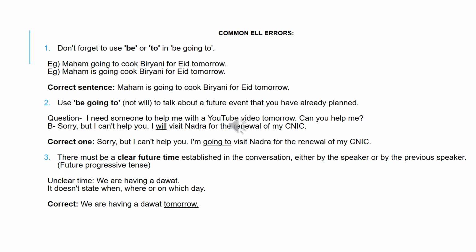Maham going to cook biryani for eat tomorrow. As you can see in this sentence, the helping verb is missing. And if we look at the sentence below it, Maham is going cook biryani for eat tomorrow, it feels as if something is missing, because something is. The correct sentence is Maham is going to cook biryani for eat tomorrow. What language learners do is that they either omit the helping verb, or they forget to use the to in a be going to sentence.